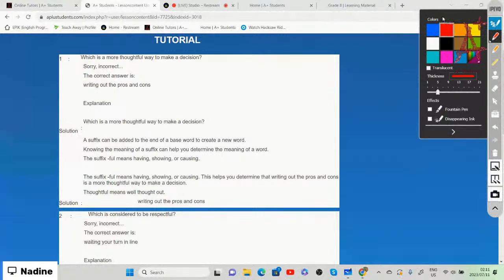In order to also create a new word, a suffix can be added to the end of a base word or a root word that can stand on its own, and then we can create a new word, right? And knowing the meaning of a suffix can help you to determine the meaning of a word.